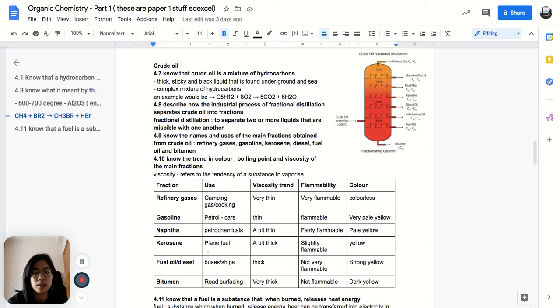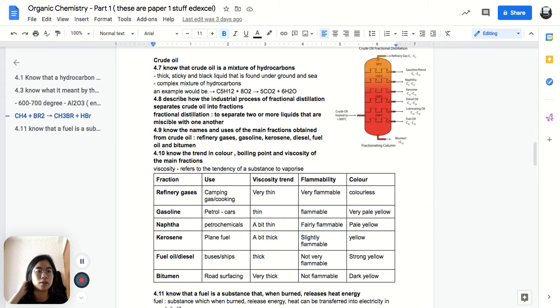So, 4.7: know that crude oil is a mixture of hydrocarbons. That is literally the same as 4.1 and literally tells you what you need to know for that point. Crude oil is a thick and sticky black liquid that is found underground and in the sea. It's a complex mixture of hydrocarbons. An example of crude oil would be this.